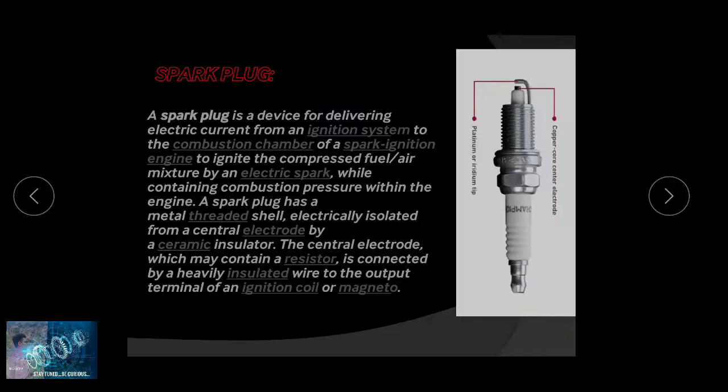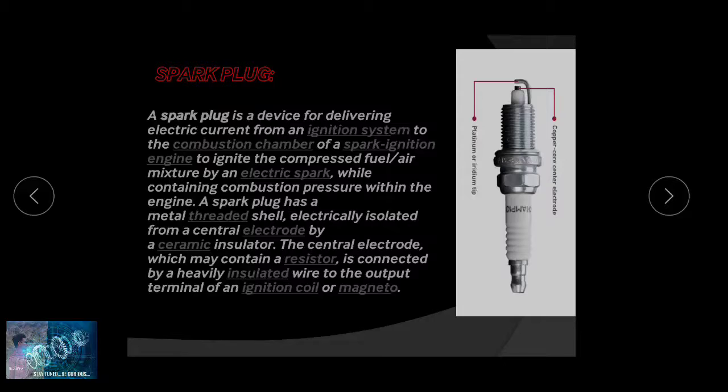Spark plug. A spark plug is a device for delivering an electric current from an ignition system to the combustion chamber of a spark ignition engine to ignite the compressed air-fuel mixture by an electric spark, while containing a combustion pressure within the engine. A spark plug has a metal threaded shell electrically isolated from a central electrode by a ceramic insulator. The central electrode, which may contain a resistor, is connected by a heavily insulated wire to the output terminal of an ignition coil or magneto.